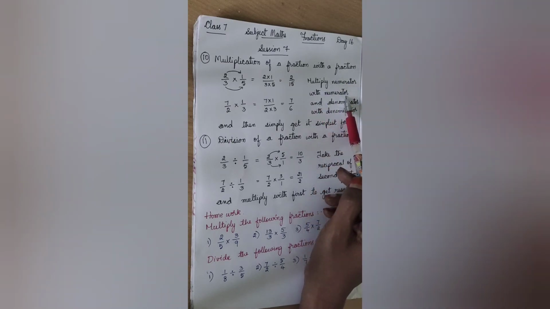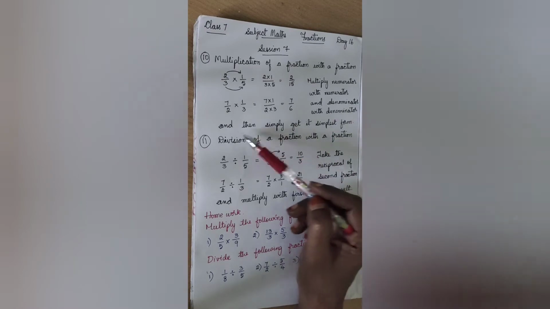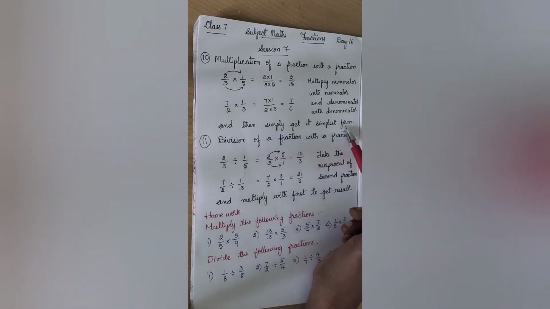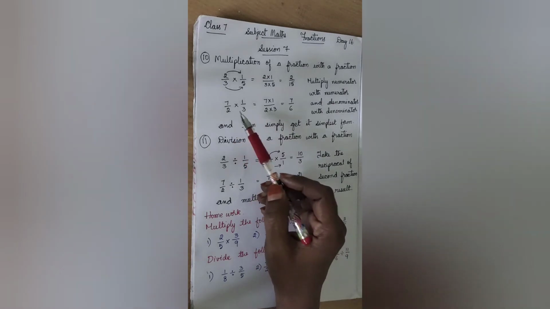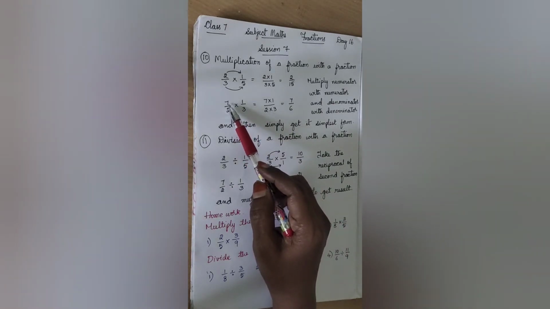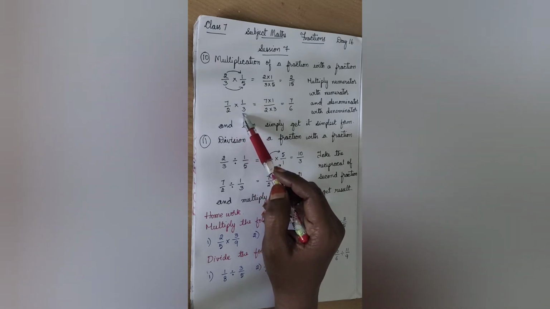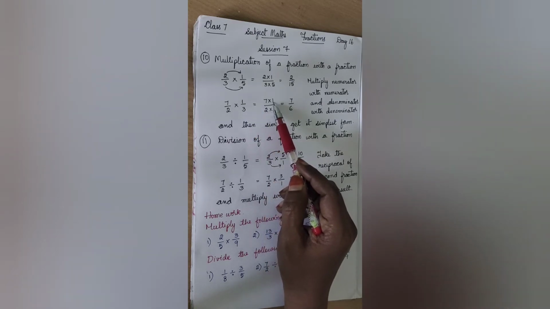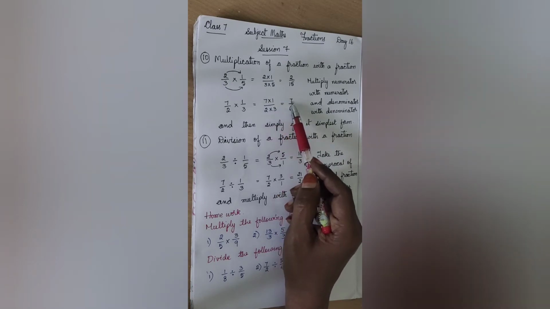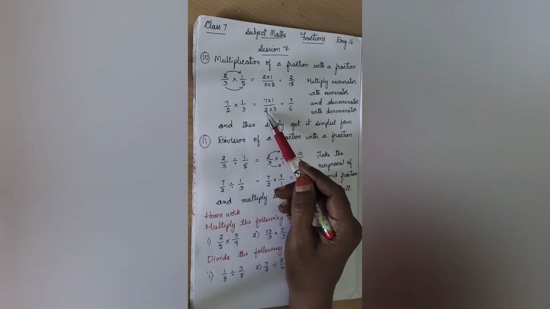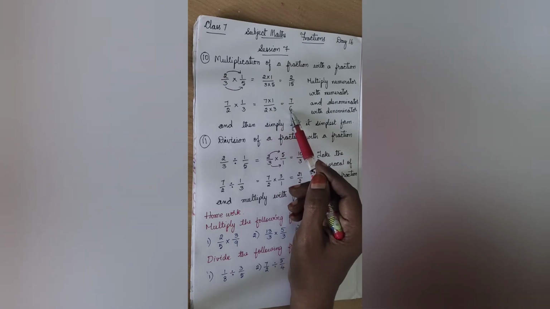So when you have to multiply two fractions, multiply numerator with numerator and denominator with denominator, and then simply get it into simplest form. So here again we'll see 7 by 2 into 1 by 3. What are the numerators here? Yes, 7 and 1. So 7 ones are 7. Similarly, what are the denominators? Yes, 2 and 3. So 2 3s are 6. That's it. Hope you understood.